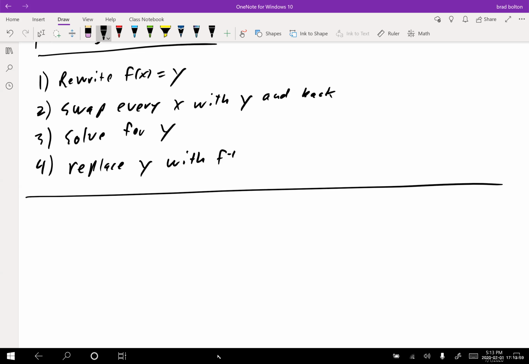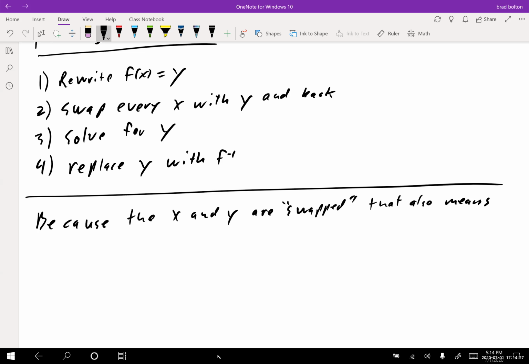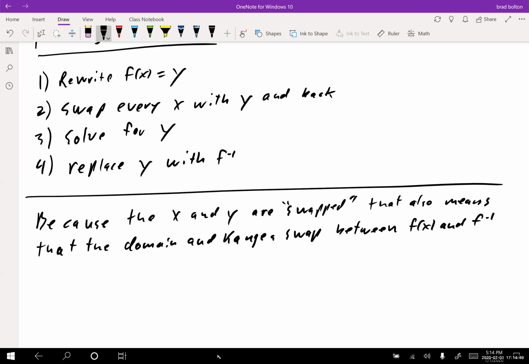So here's the thing. Because the x and y are swapped or interchanged, okay, that also means that the domain and ranges swap between f of x and f inverse, okay?